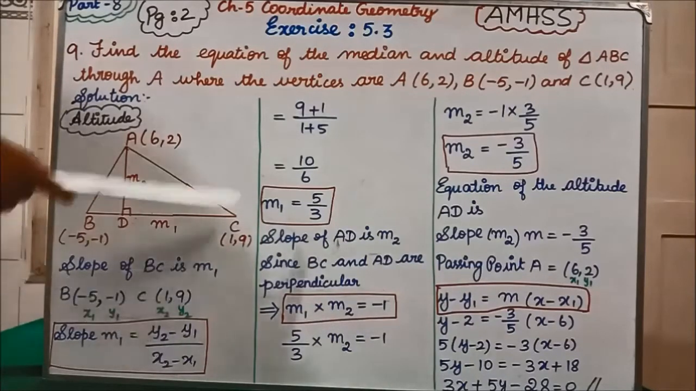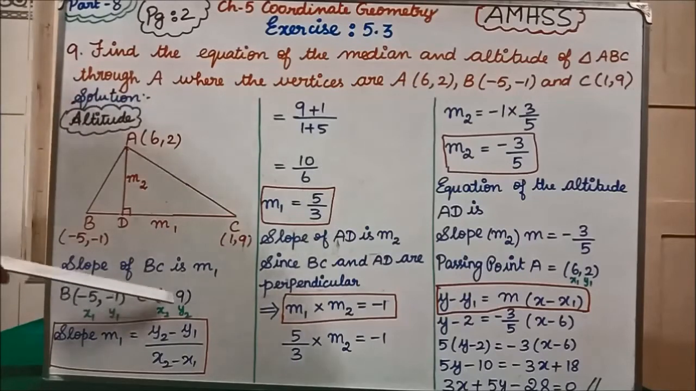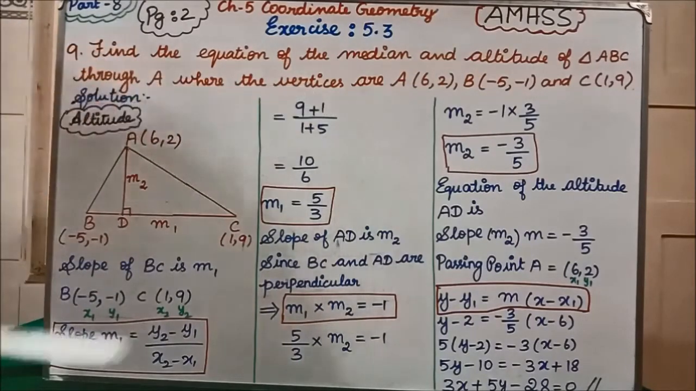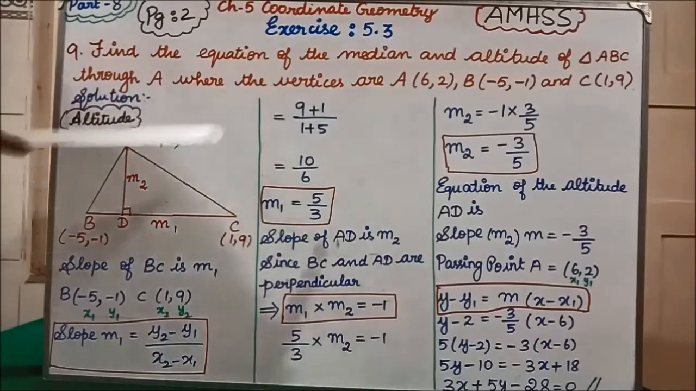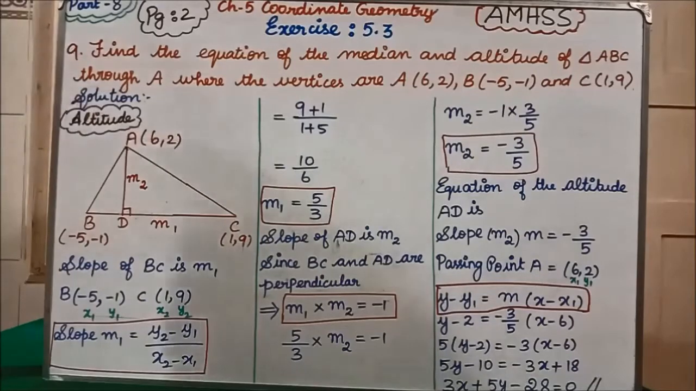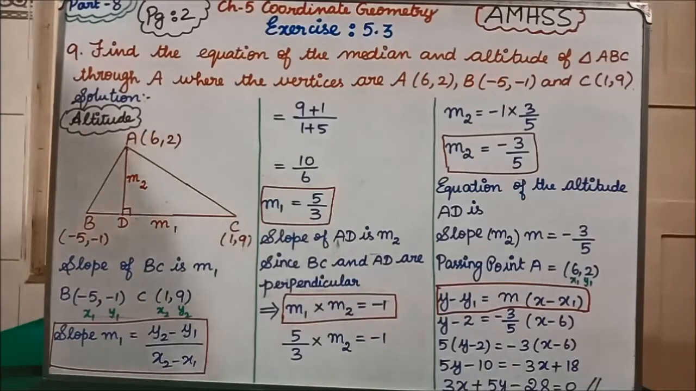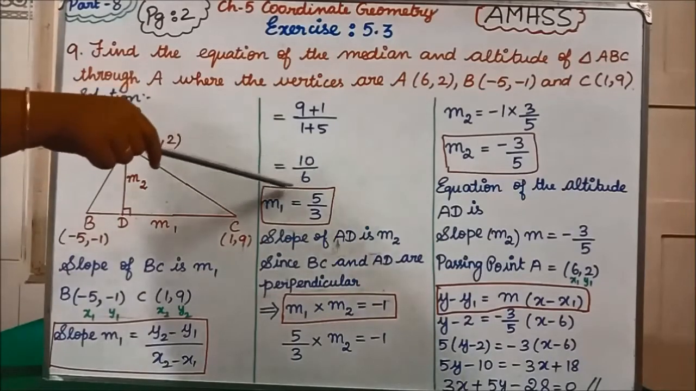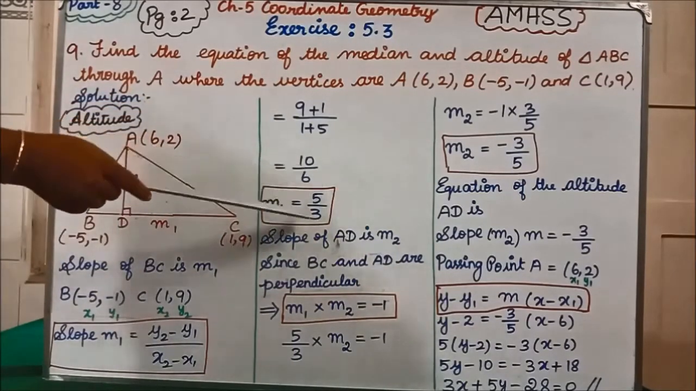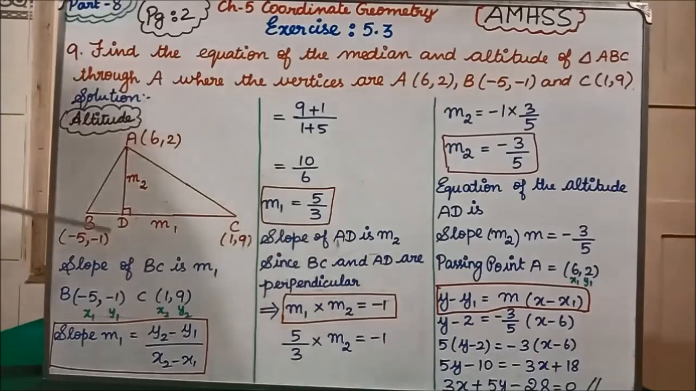Here y2 value is 9. So 9 plus 1 divided by 1 plus 5 is equal to, 9 plus 1 is 10, by 6. Both will go in the 2 table, isn't it? So if you cancel by 2, 2 5s are 10, 2 3s are 6. So 5 by 3 is our M1. Okay, this slope we have got now.